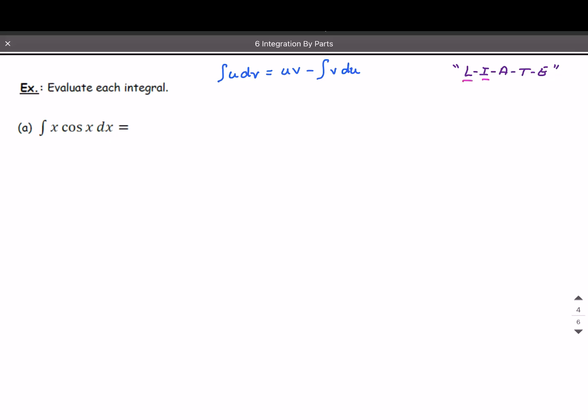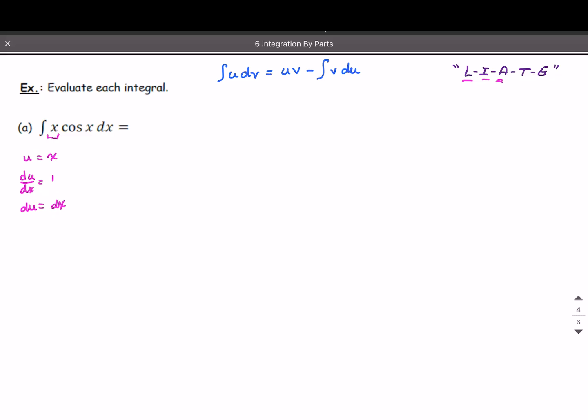Do we have an inverse trig? Nope, no inverse trig. Algebraic? Yes. We have x. So x is going to be our u, which means du dx, the derivative of both sides with respect to x, is 1. So my du is just going to be 1 dx, or dx.